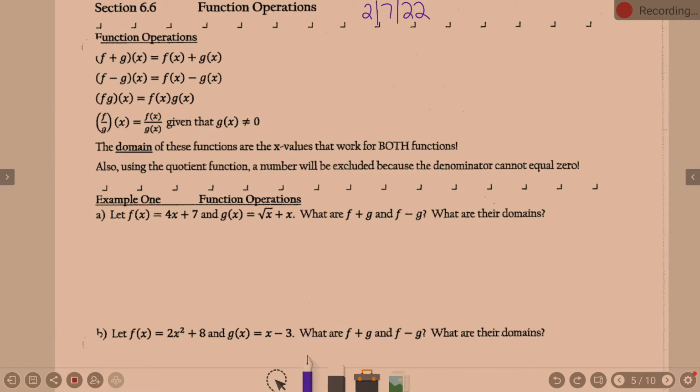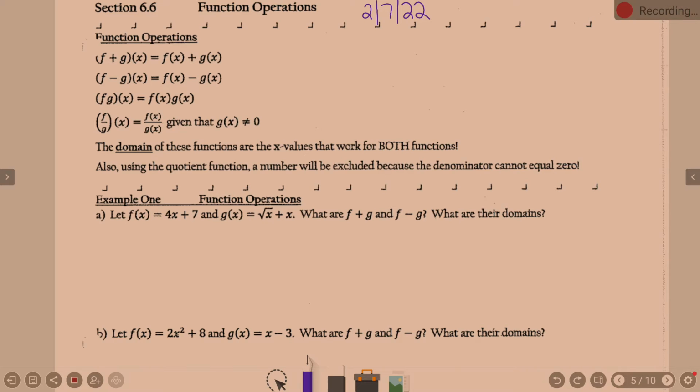Okay, guys. Lesson 6.6 is function operations. I don't know if it's good or bad. Some of you will consider it good news, but we get to steer away from radicals a little bit. They're not going to be our big focus. We're still going to see radicals. As you look through, you'll still see radicals, but that's not what our focus is. It's more about how do we work with these functions.